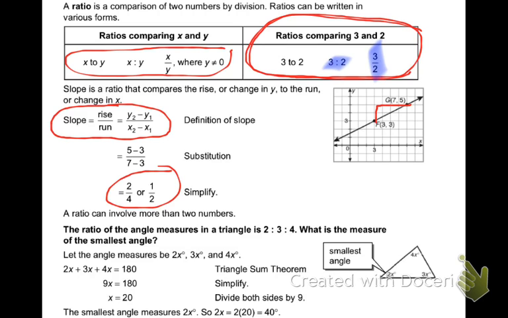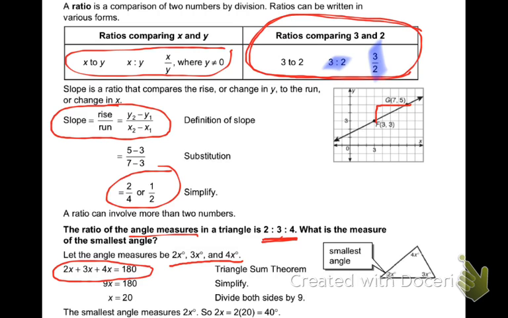The ratio of the angle measures in a triangle is 2 to 3 to 4. It says, what's the measure of the smallest angle? Well, it gives me the ratio is 2 to 3 to 4. That's really like saying 2x, 3x, and 4x. And because they are angle measures, I know they add up equal to 180. So that is almost identical to the problem that was on your warm-up.